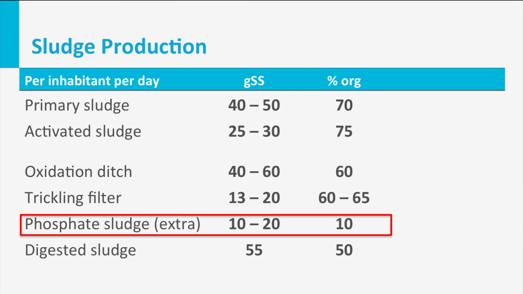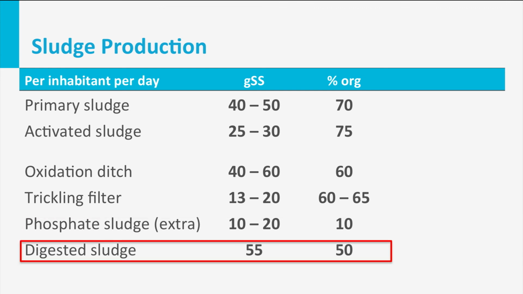When chemical phosphate removal is applied, an additional stream is generated, which merely consists of inorganic phosphate precipitates, like iron phosphates. Sludge stabilization is generally achieved in sludge digestion systems, in which part of the organic matter is converted to biogas. Therefore, digested sludge has a lower organic fraction.